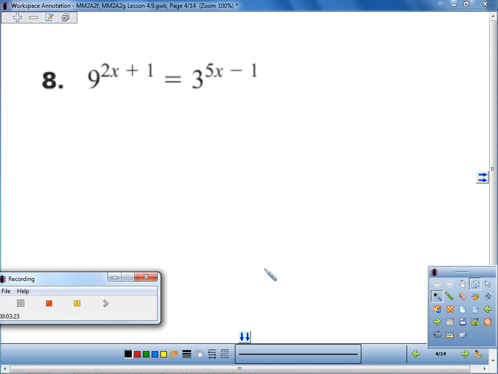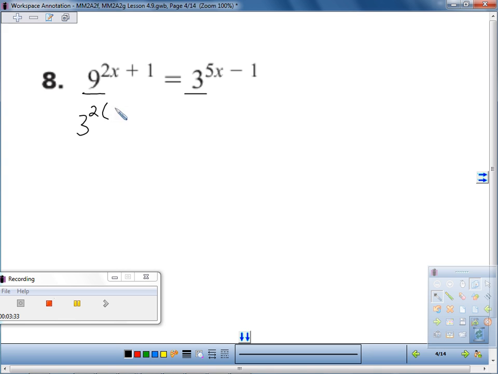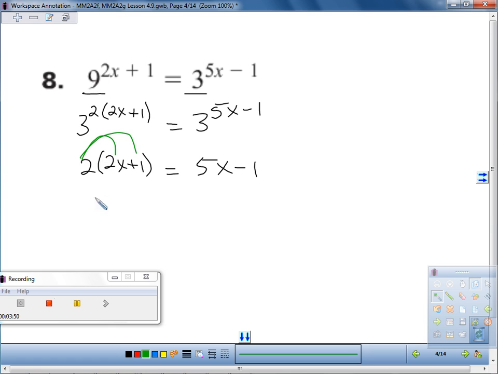Alright, here we have number 8 off the homework. Okay, got to get the same base. So I'm going to leave 3 alone, and I'm going to say 3 squared gives me 9. Okay, so I'm going to have 2 times 2x plus 1 is equal to 5x minus 1. Distribute the 2. So I end up with 4x plus 2 is equal to 5x minus 1.